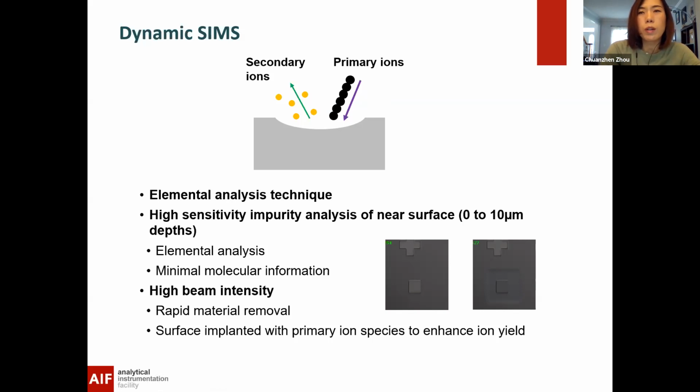The ion source we were using before is normally just oxygen or cesium, those atomic ion sources, and you get minimal molecular information. In this optical image, you can see this is before the sputtering, and that is after sputtering. You can see a crater has been generated very easily.